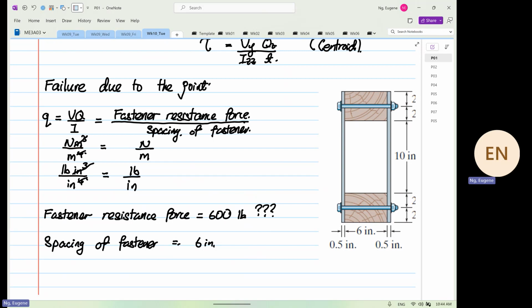Now, a question for you. Then how do we determine the fastener resistance force? Very easy.